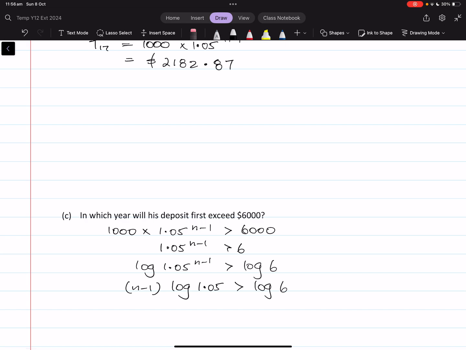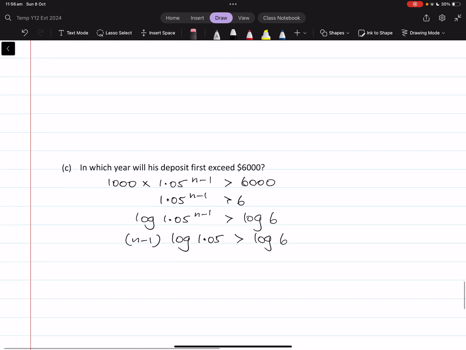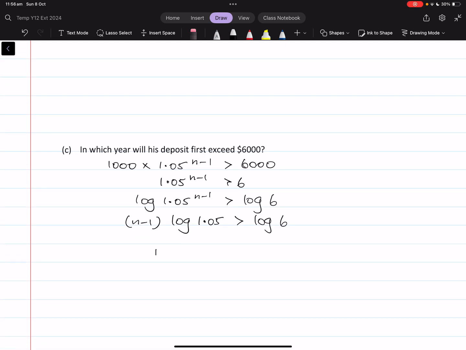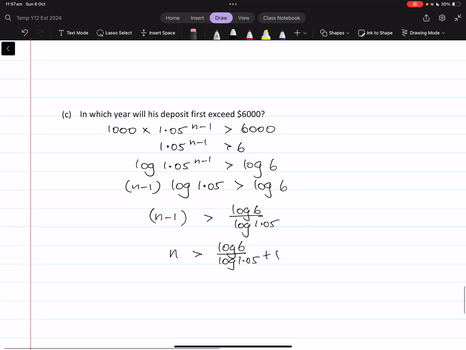Now 1.05 is bigger than 1. The log of a number bigger than 1 is positive, so our sign will stay the same when we divide. So n minus 1 is greater than log of 6 divided by log of 1.05. Adding 1 to both sides, we get n has to be bigger than log of 6 over log of 1.05 plus the 1. I've added 1 to both sides. And so therefore n comes out to be bigger. If you do that in the calculator, you get 37.72-ish. And so therefore we need to take n to be 38.